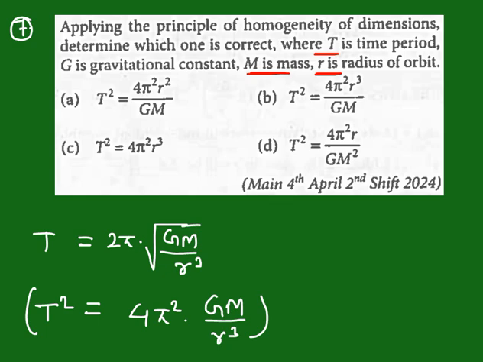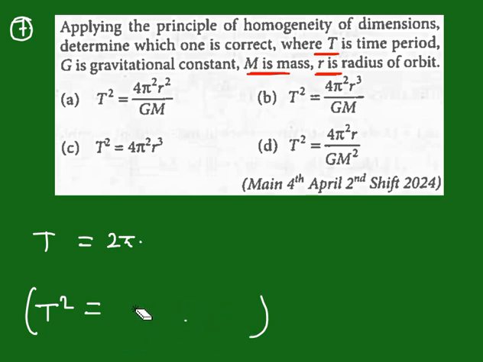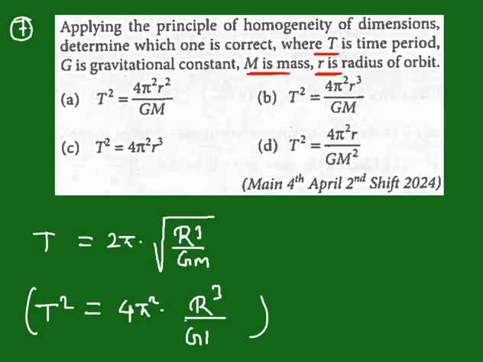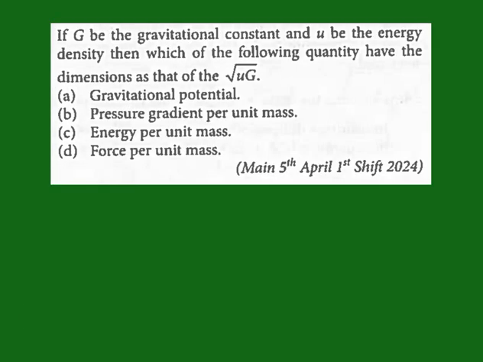Actually I have written something in reciprocal format. I will correct this. This is 2π under root r cube by GM, that is, 4π² r cube upon GM. Now, which option is correct according to this? Option number B. Now, let us come to question number 9 of the day.